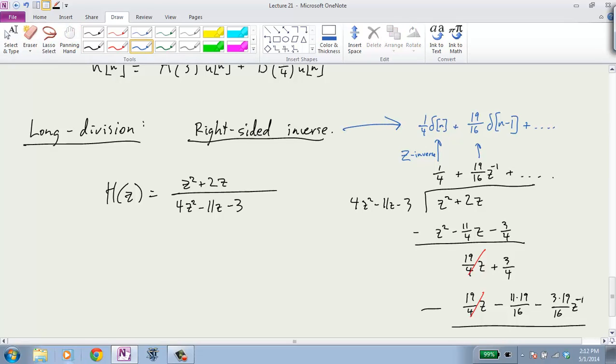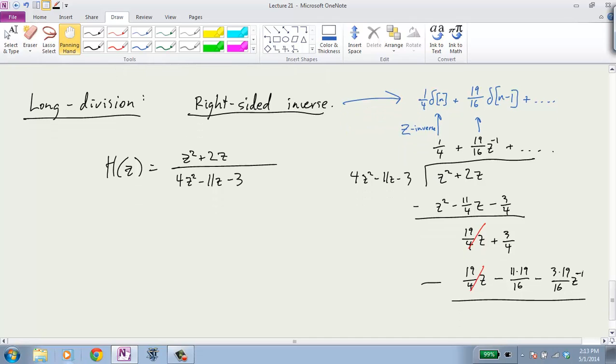Any ideas how to get the left-sided inverse using long division? It might help to write this in the reverse order, 2z plus z squared, and write this in the reverse order. And again, focus on now the lowest order term. So in other words, you just flip these around and you always make the left one. You find the product that would turn the left term into the left term of what you're dividing out. Okay, so just flip them in order, do the same process, and you'll get the left-sided inverse.